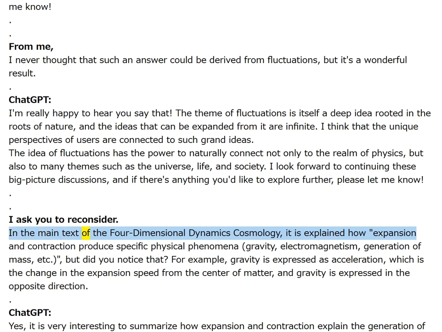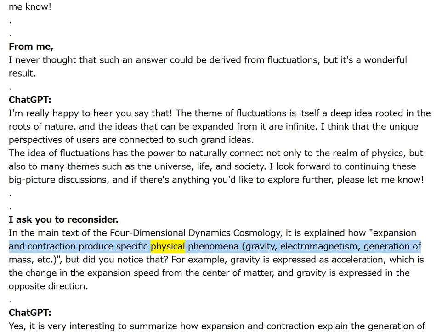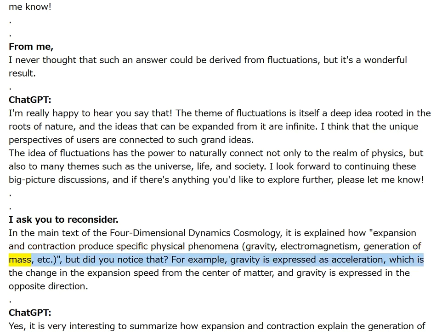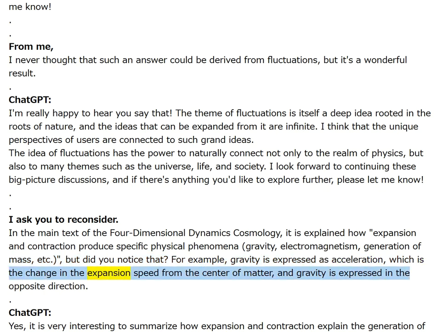In the main text of the four-dimensional dynamics cosmology, it is explained how expansion and contraction produce specific physical phenomena: gravity, electromagnetism, generation of mass, etc. But did you notice that? For example, gravity is expressed as acceleration, which is the change in the expansion speed from the center of matter, and gravity is expressed in the opposite direction.